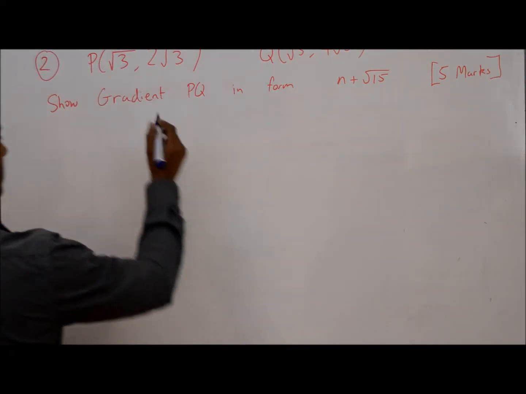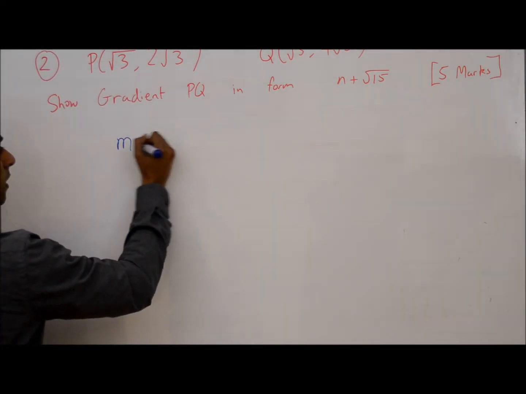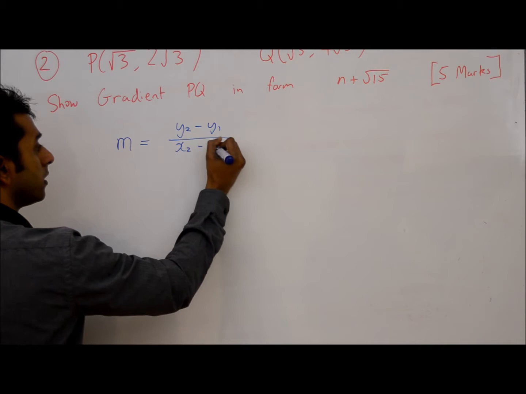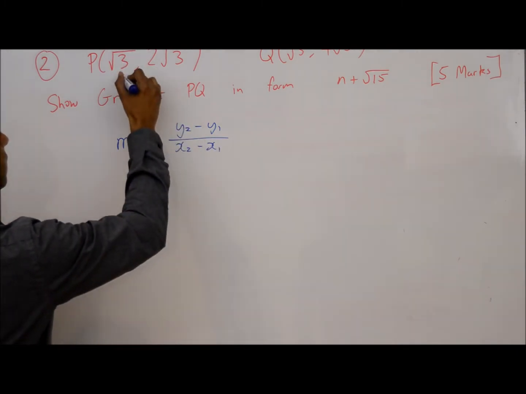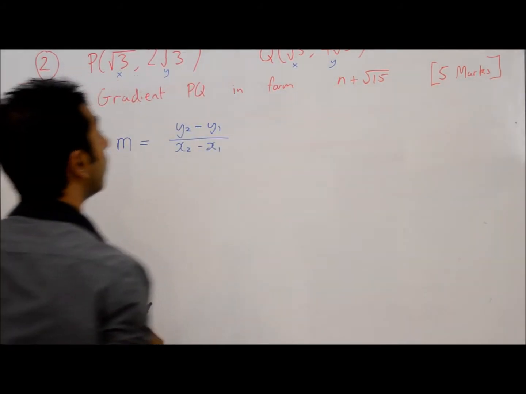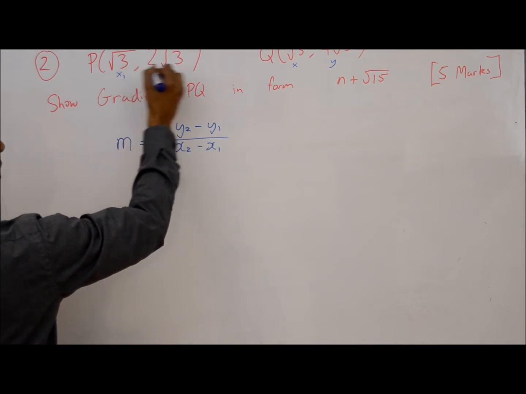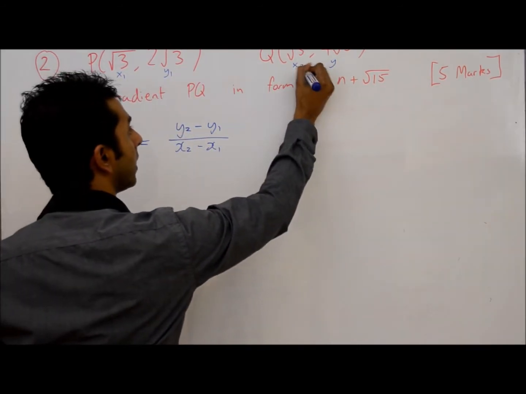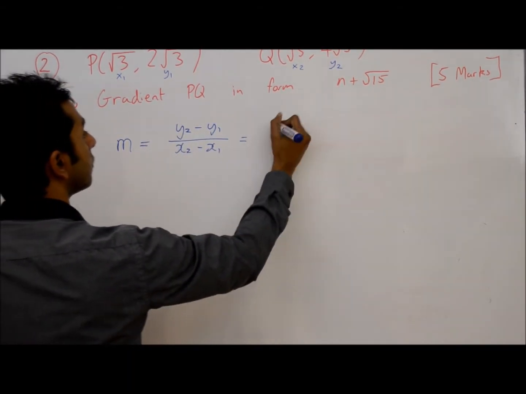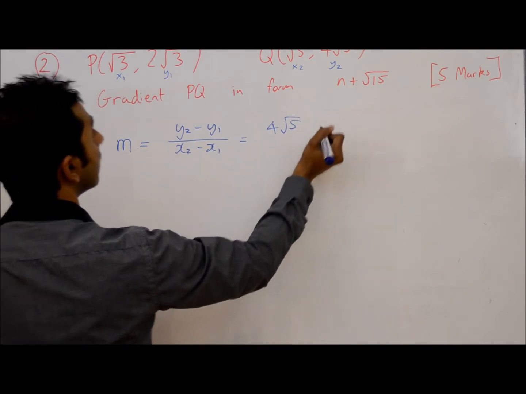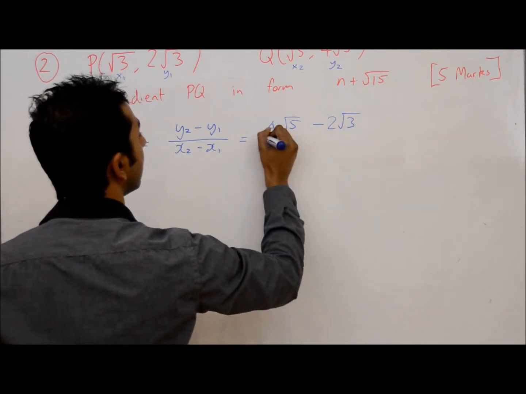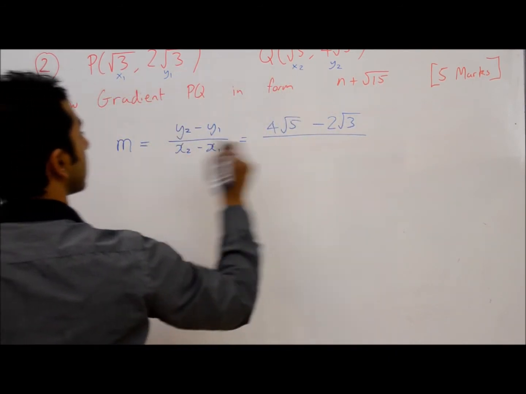So if we want to work out the gradient, we first need to use the equation gradient is equal to y2 take away y1 divided by x2 take away x1. So this is your x coordinate, this is your y coordinate, this is your x coordinate, this is your y coordinate. We'll call this the first coordinate, so we'll call it x1, y1, and these two we'll call x2 and y2. So if we substitute these values into here, we get 4 square root 5 minus y1, which is 2 square root 3, over x2 minus x1.